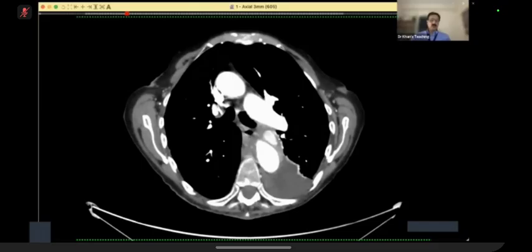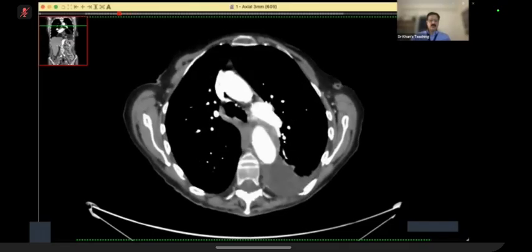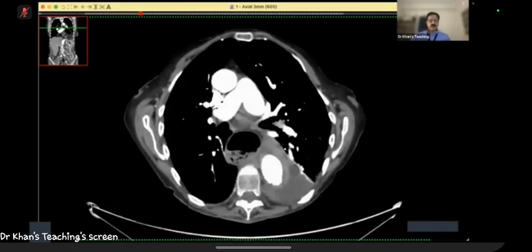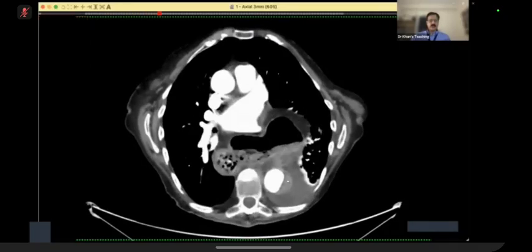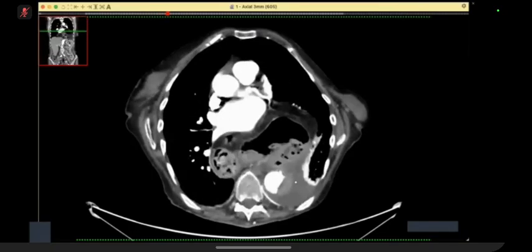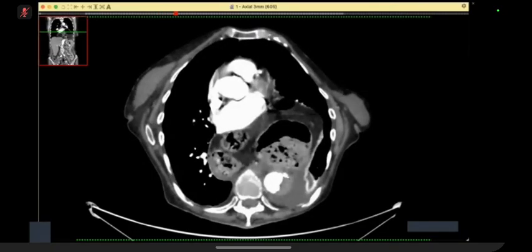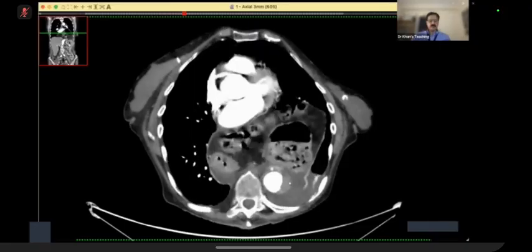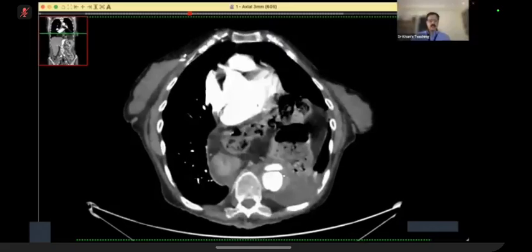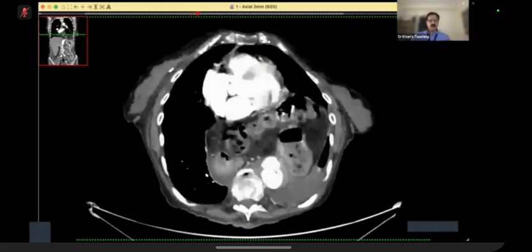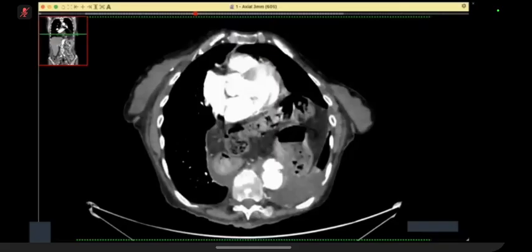Right. So you have picked up a penetrating ulcer or a pseudoaneurysm, whatever, here. You have picked up the intramural hematoma here. You have picked up a lot of atheromatous changes, and what is this? This is a flap. So what will you call it? Dissection.